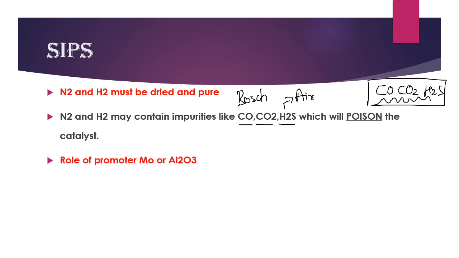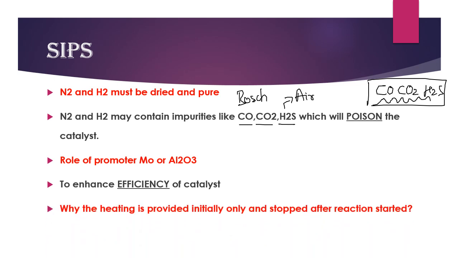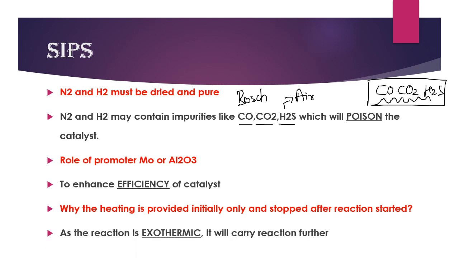Next, what is the role of a promoter? You will use molybdenum or Al2O3. What is the role? We already discussed this. It is to enhance the efficiency of the catalyst. Last one: why is heating provided initially only but stopped after the reaction starts? Because the reaction is exothermic, it will itself carry out the reaction, but initially you need to heat it to initiate the reaction.